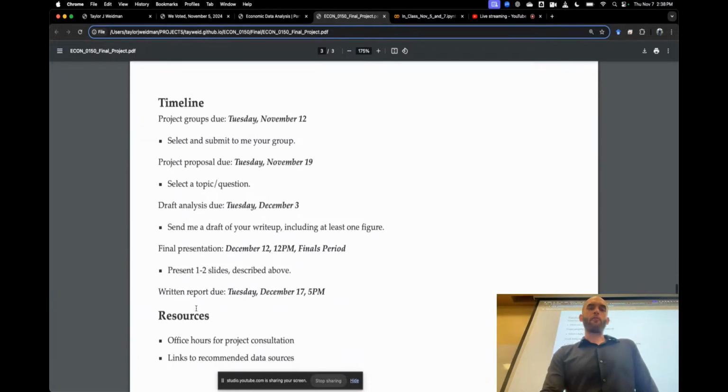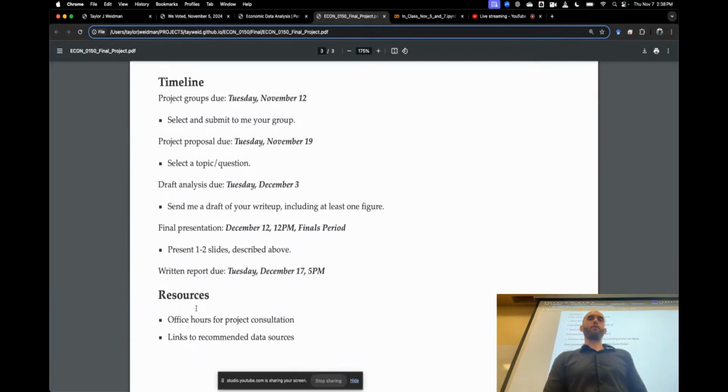And then I've put a timeline in here so we can keep track of ourselves. We're in the last month, and I just want to make sure we stay on track in terms of group work. So you can't start the week before.